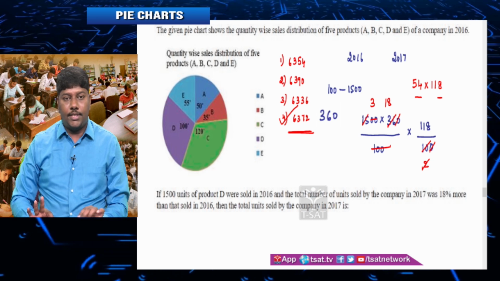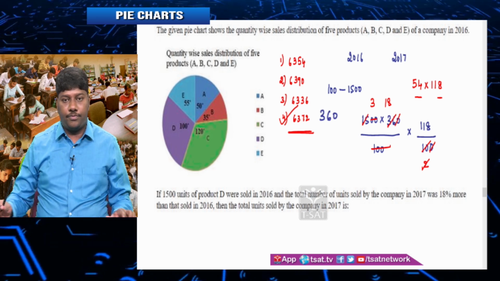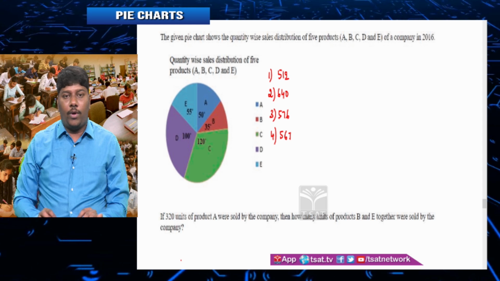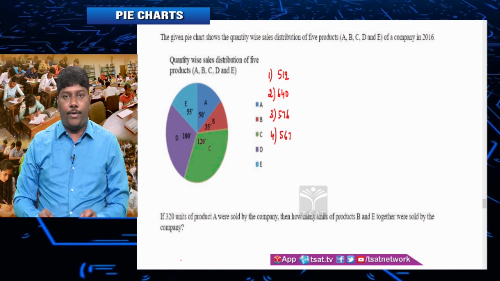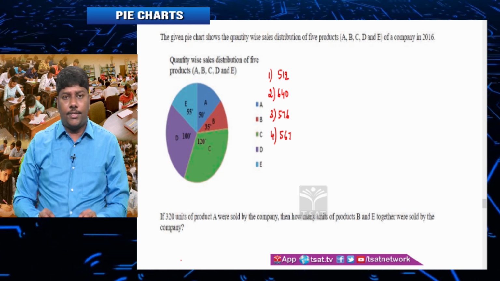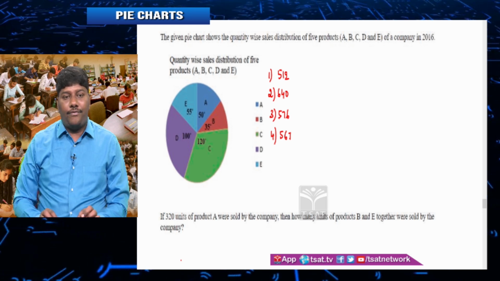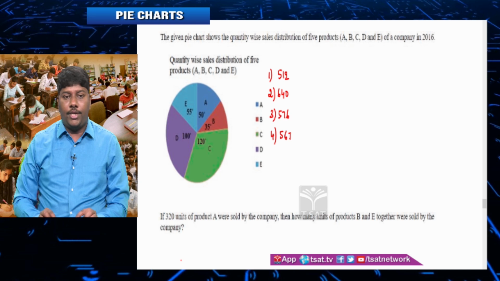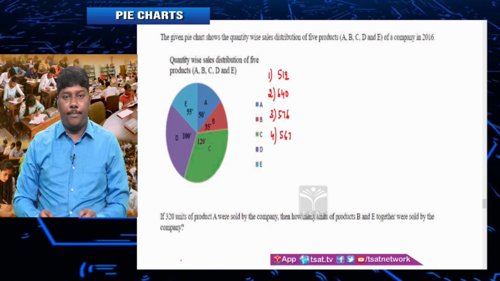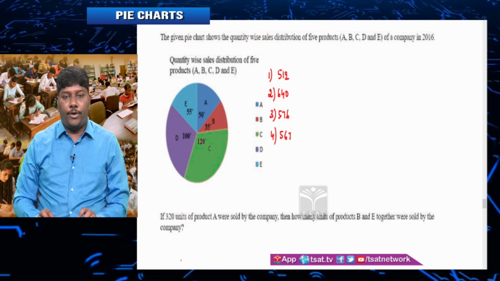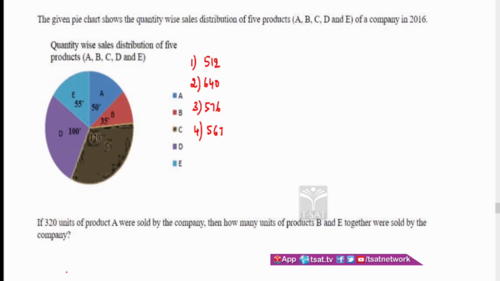So the answer is 6372. The given pie chart shows the quantity wise sales distribution of 5 products. Again it is the same pie chart given. So now here he is asking you, if 320 units of product A was sold by the company, then how many units of product B and E together were sold by the company? Product A is 320, product A is actually 50 degrees. If 50 degrees is 320.